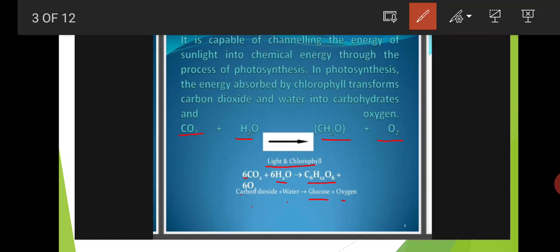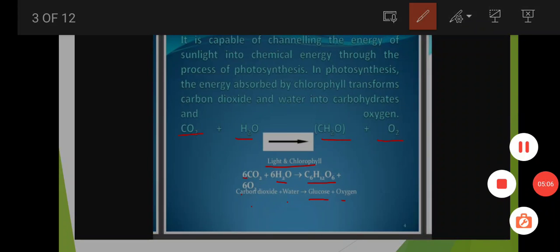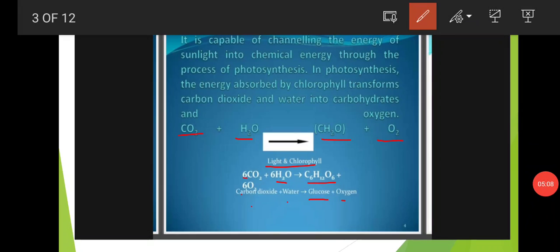Here chlorophyll is a photoreceptor. That chlorophyll only will absorb the sunlight and convert the carbon dioxide and water into glucose and oxygen. Now that glucose is required for plant growth, and oxygen comes out into the air. This process is called photosynthesis. This process mainly occurs in the presence of chlorophyll only. Due to the presence of chlorophyll in plants, the photosynthesis process will occur.